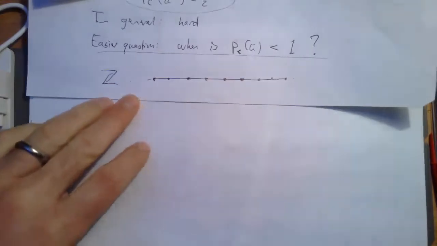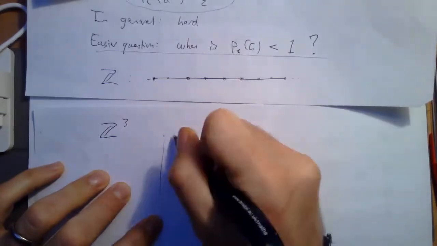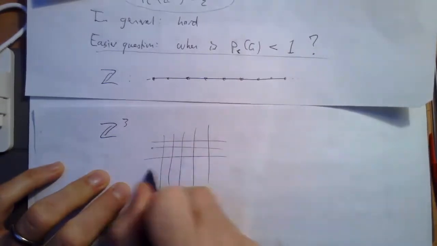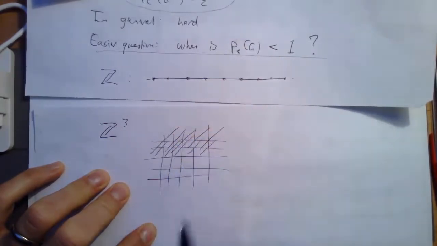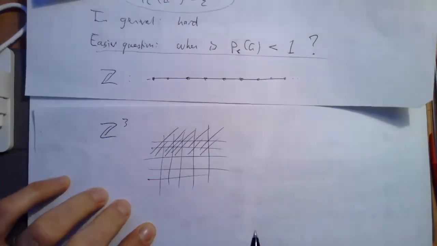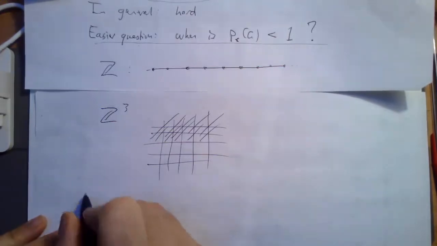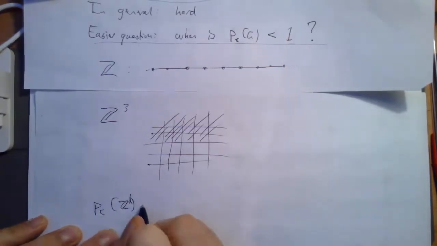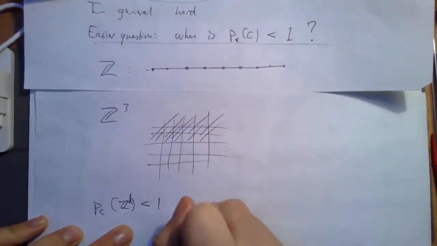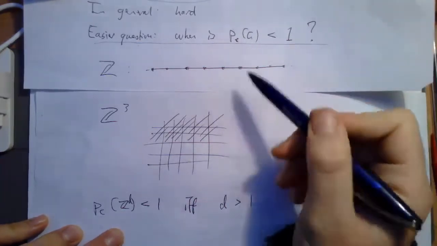And Z cubed, I'll try to draw a little bit of it, is a three-dimensional grid, and so on and so forth. Okay, and it's not too hard to see that p_c of Z to the d is strictly less than one if and only if d is at least two. Okay, so the d equals one case is trivial.